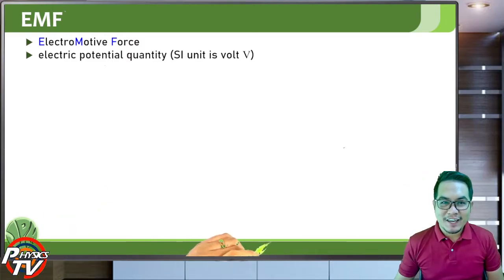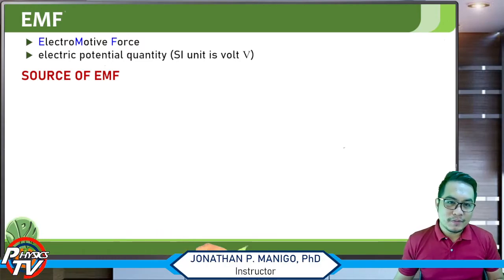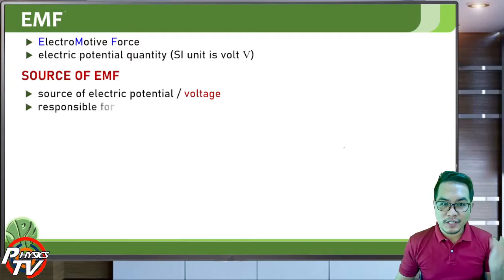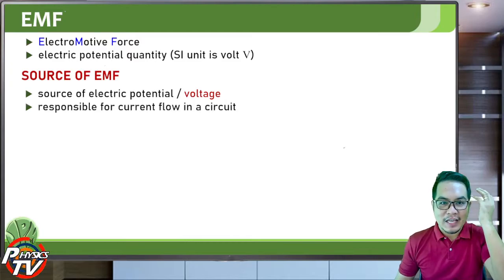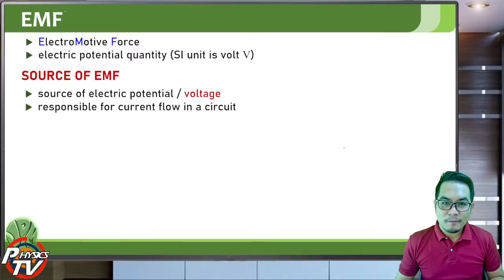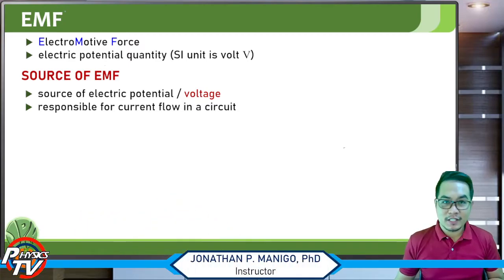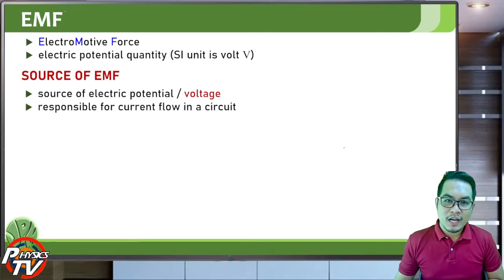But EMF is an electric potential quantity. So the source of EMF is the source of electric potential or the source of voltage, such as batteries. And they are responsible for current flow in a circuit. The source of EMF can be a battery, or your electrical outlet, which is a source of alternating current EMF. If you have a battery, then that's a source of DC EMF.